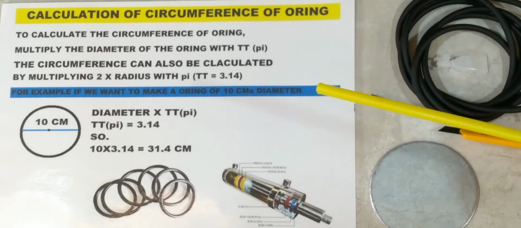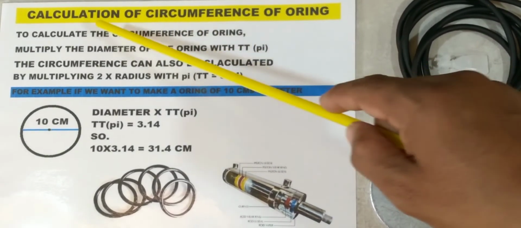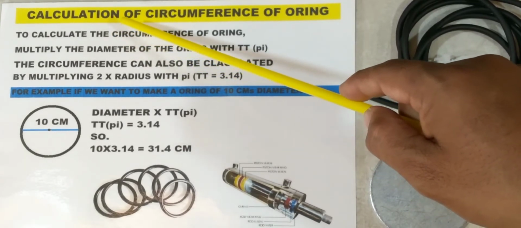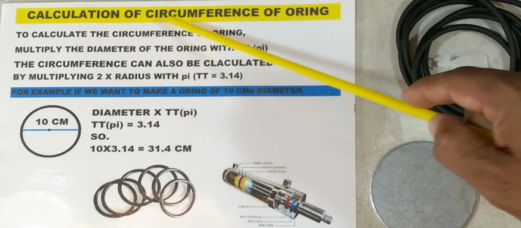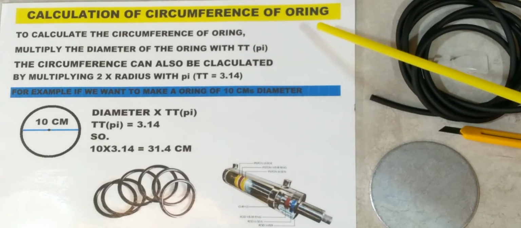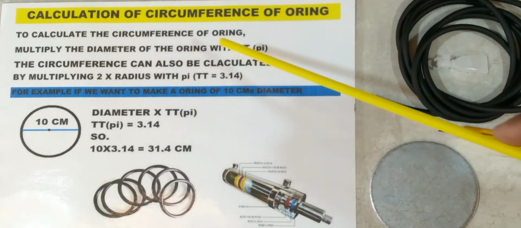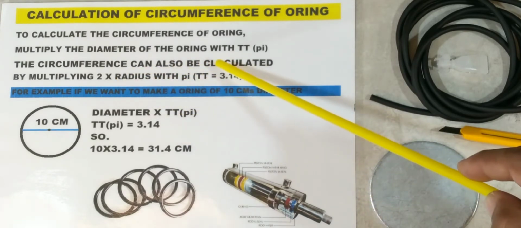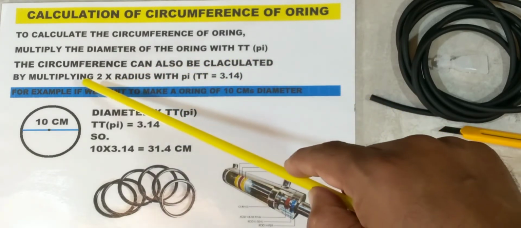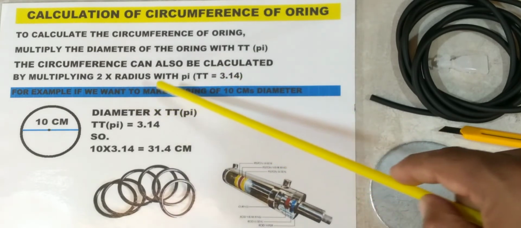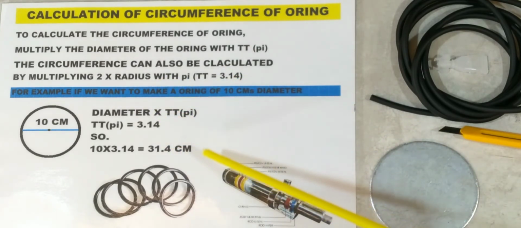Hello friends, today we will learn how to make O-rings. We can follow this formula. We can see how to calculate the circumference of an O-ring. To calculate the circumference of the O-ring, multiply the desired O-ring diameter by the formula pi, whose value is 3.14. In this way we can make O-rings.